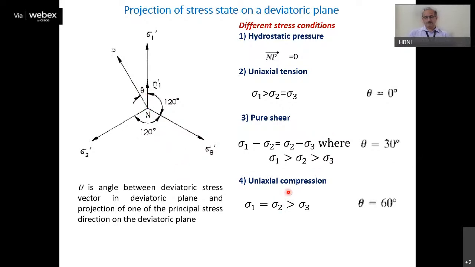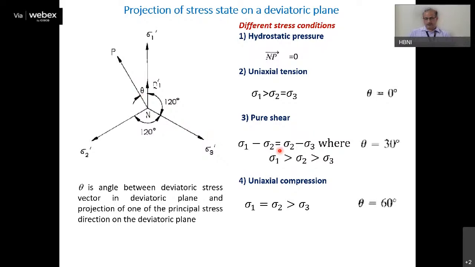Whereas if you consider the uniaxial compression state, in this case sigma 1 and sigma 2 are equal, and this is greater than sigma 3, and this corresponds to theta equal to 60 degrees. So any general stress state in which there are deviatoric components will be represented by some vector in this plane. This can be a combination of tension, compression, shear, or hydrostatic stress. All these will be expressed by the deviatoric vector in the deviatoric plane.